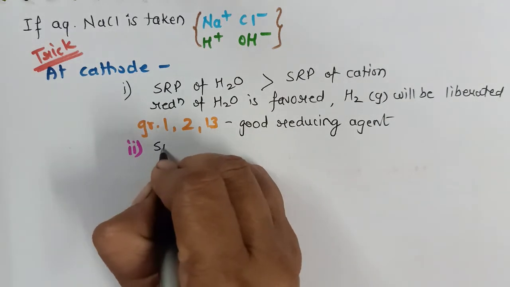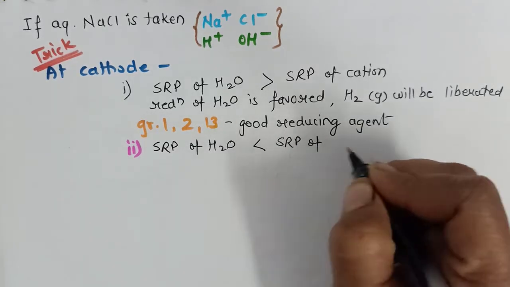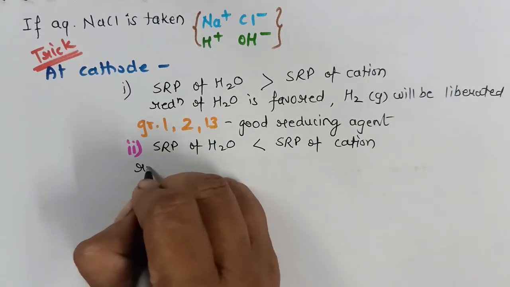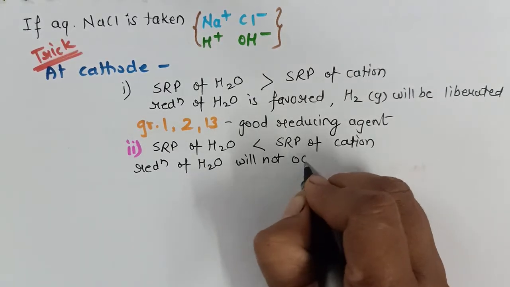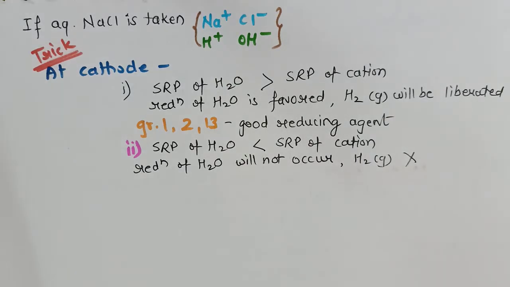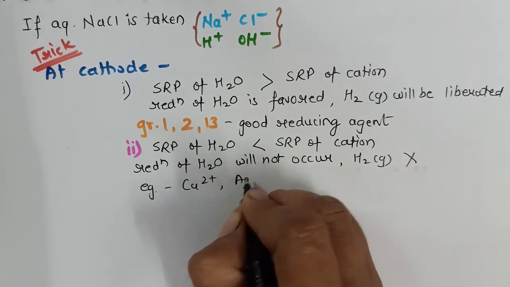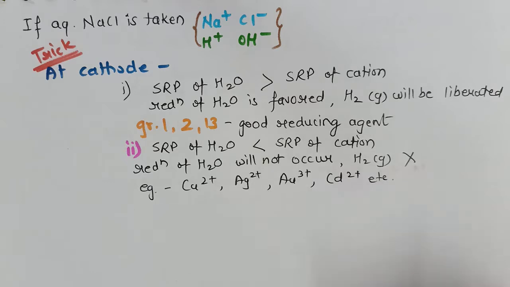Vice versa, if the standard reduction potential of water is less than the standard reduction potential of the cation that is available in the electrolyte solution, then reduction of water will not occur. Or I will say hydrogen as a gas will not be liberated. Now which are these elements? For example, copper, silver, gold, cadmium, etc. For these elements, the reduction of water will not occur, that is, the hydrogen gas will not be liberated at the cathode.